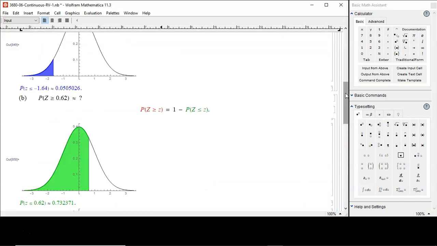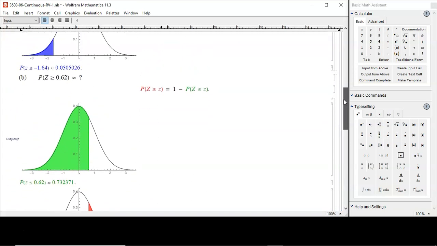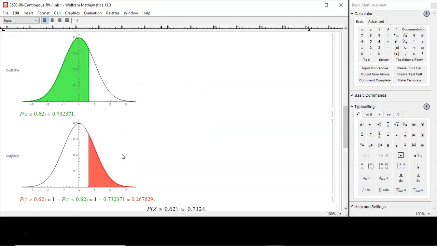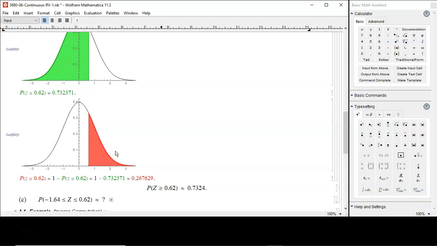No, not really, actually. 0.7324 is actually CDF, shaded to the left. But what we want is z greater than that, so the other side is what we want. So I need 1 minus of that. That's going to give me the right-hand side, 0.2676 something.